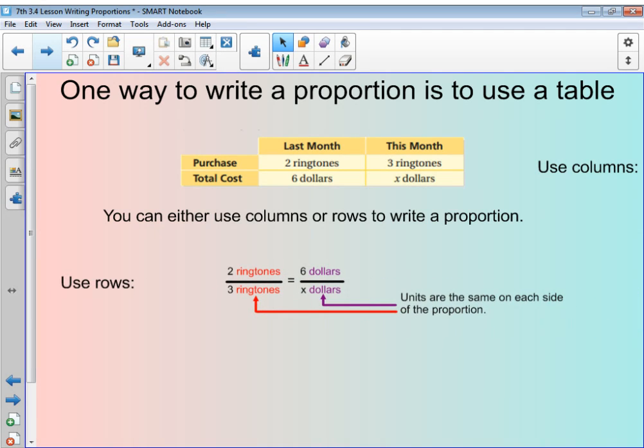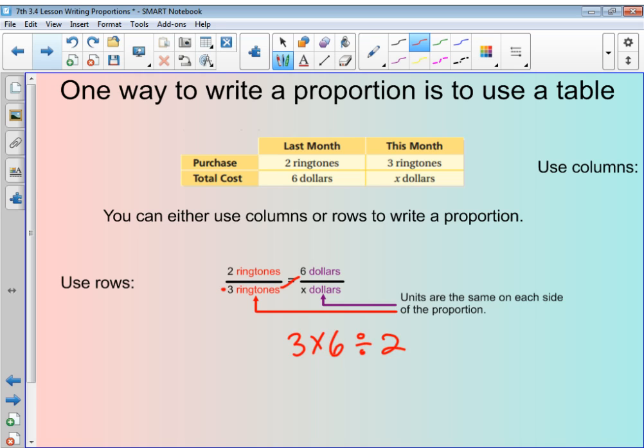So here's another way that you could set it up. Some kids will look at it and say, I'm going to do my ringtones in one proportion and my dollars in the other, because they read it like this: 2 ringtones equals $6, so 3 ringtones would have to equal how many dollars? Same thing, you'll notice that I'm going to cross multiply 3 times 6, and then I'm going to divide by that third number of 2. 3 times 6 is 18, divided by 2 still gives me the $9.